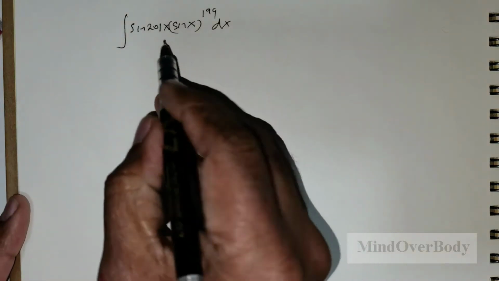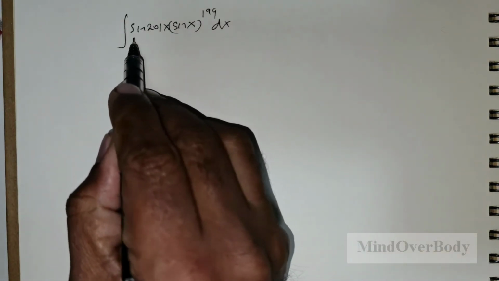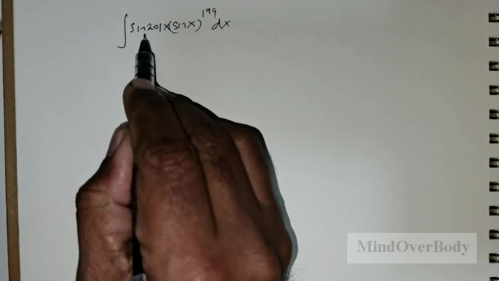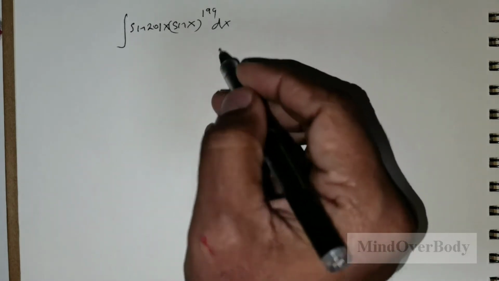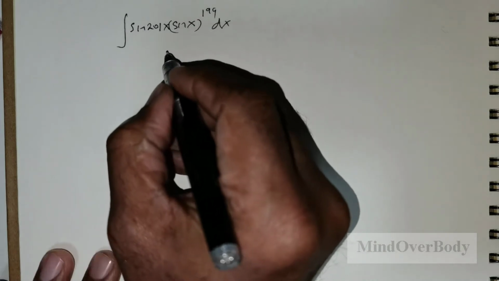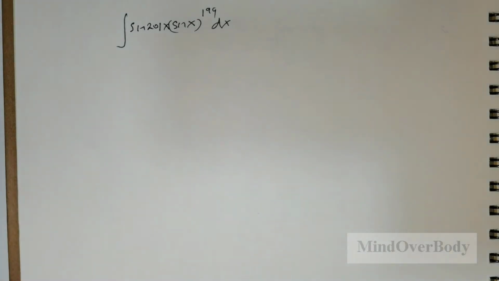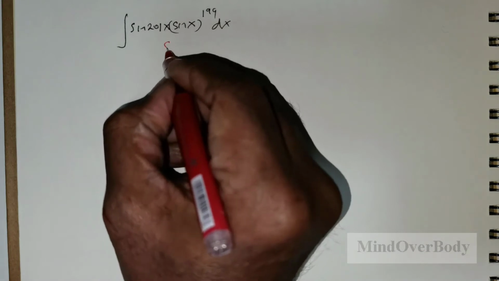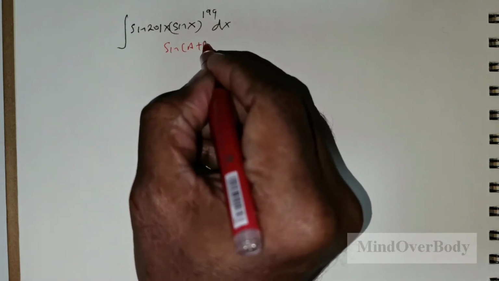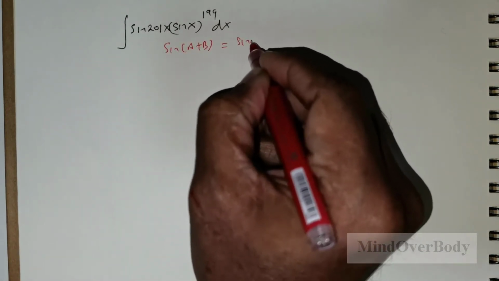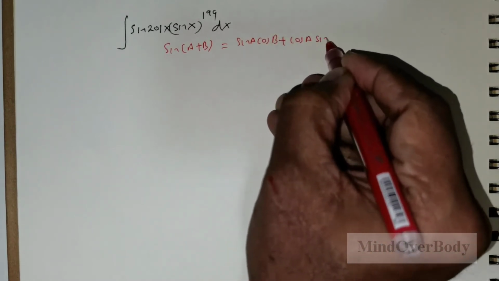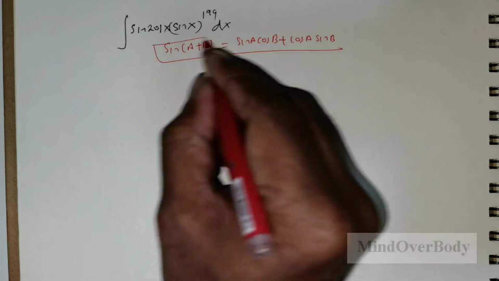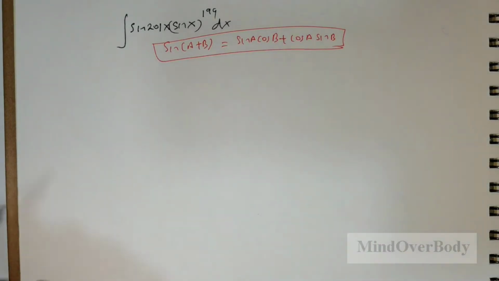Students, in this class, we are going to learn how to integrate the integral of sin 201x times sin x raised to the power 199 times dx. Now, I'm going to be using this formula, which is sin(a + b) = sin a cos b + cos a sin b.